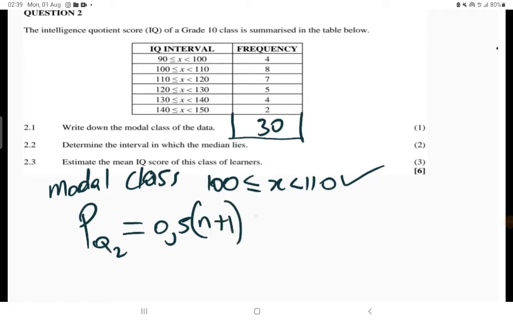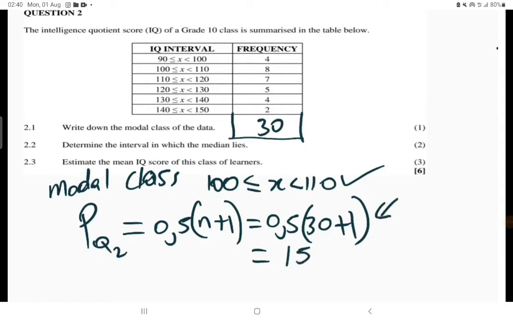So what is going to be the n? So we have 0.5, then our n is the number of data that were surveyed, then plus 1. This is what we have. So the position is going to be, when you press your calculator, you will get 15.5. So that is the position where the median lies, right?